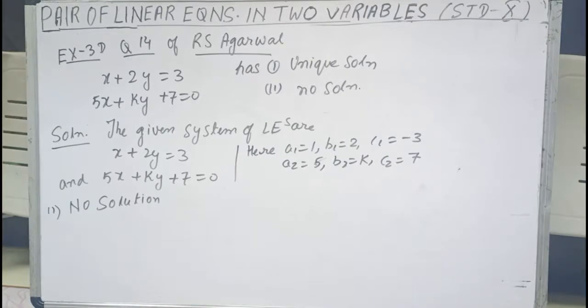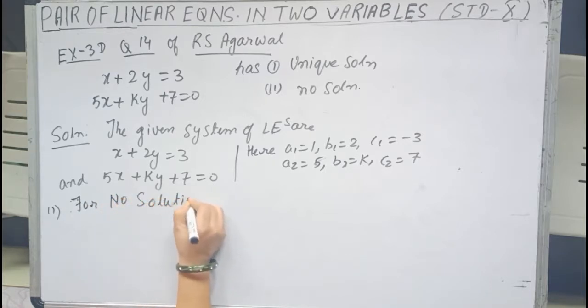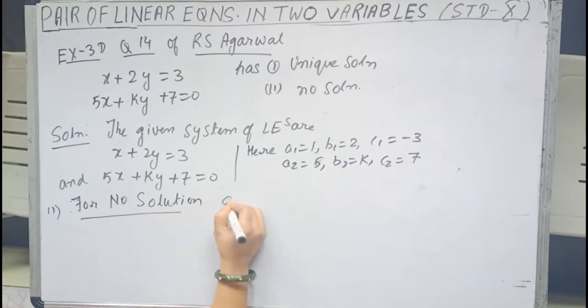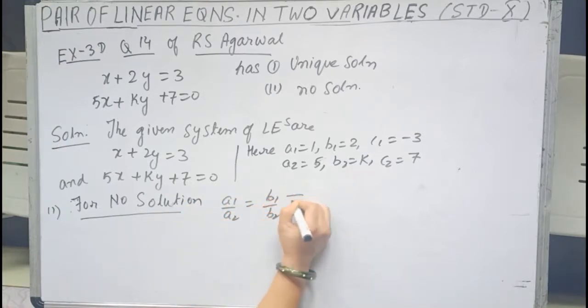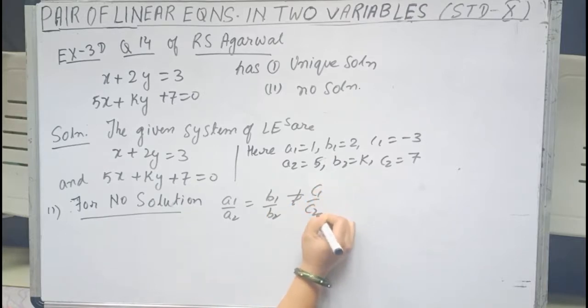Now subpart number 2, for no solution. Now for no solution the condition is a1 by a2 equals b1 by b2 is not equal to c1 by c2. So we will be writing, for no solution, a1 by a2 equals b1 by b2 is not equal to c1 by c2.